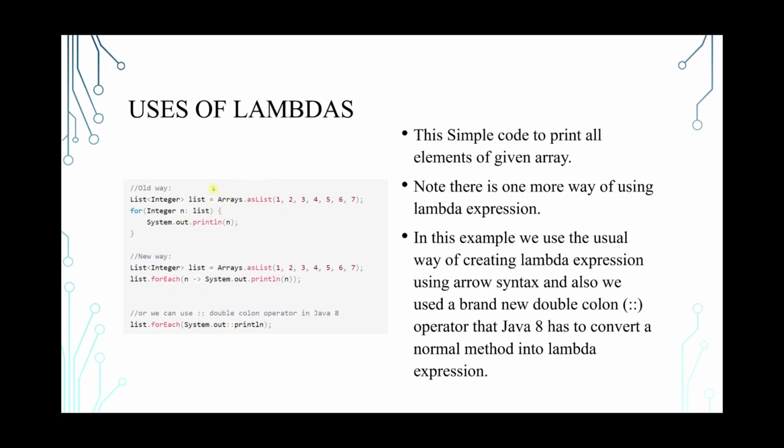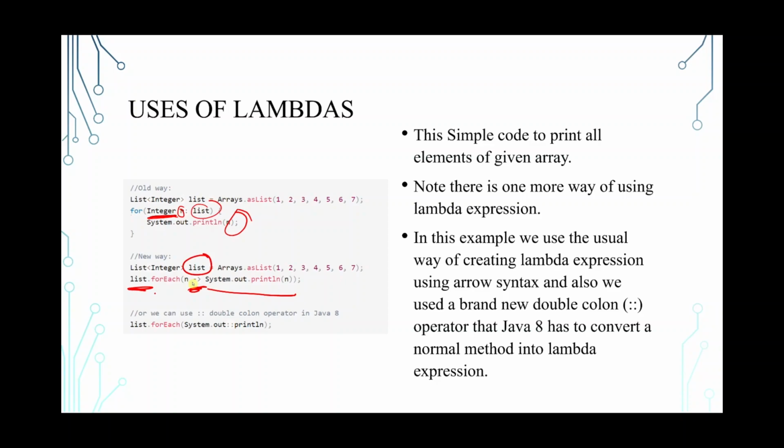So using a simple for each is going to be: for each element, integer n, in the list, print n, right? But the new way, we are going to use lambda expressions. So the new way we can do, here is the list, the same thing. We can do list dot for each n in that list, print the n. So n, then the arrow, and System.out.println the n, right?